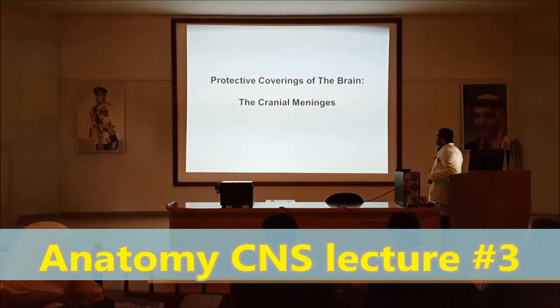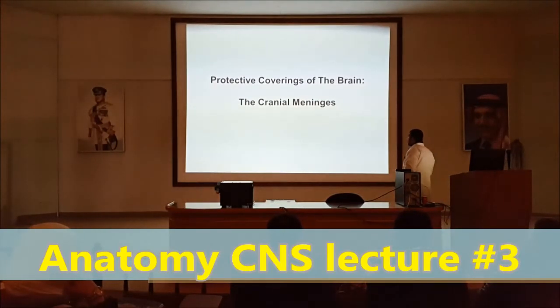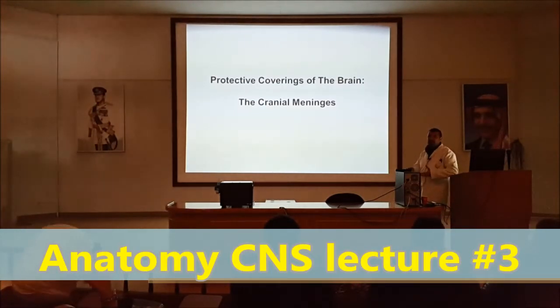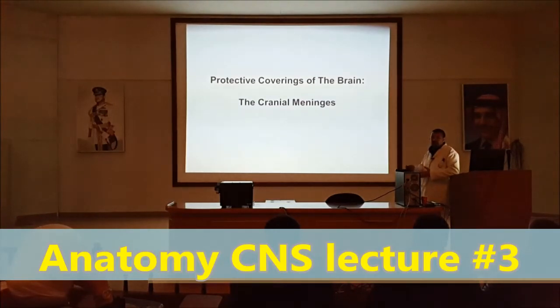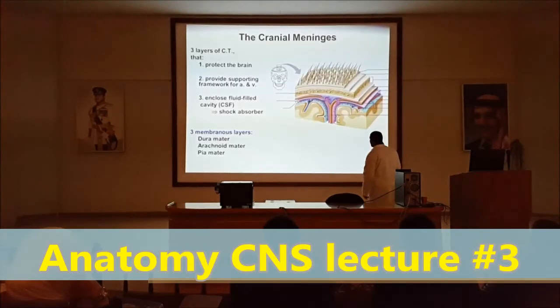Starting with the meninges, or the protective coverings of the central nervous system, brain and spinal cord. These protective coverings, which we refer to as meninges, are three layers of membranes that cover and protect the brain and the spinal cord. They are continuous with each other, but the part that covers the brain we call the cranial meninges, and the part that covers the spinal cord we call the spinal meninges. Just to distinguish between them, but they are the same membrane all the way around, continuous with each other.